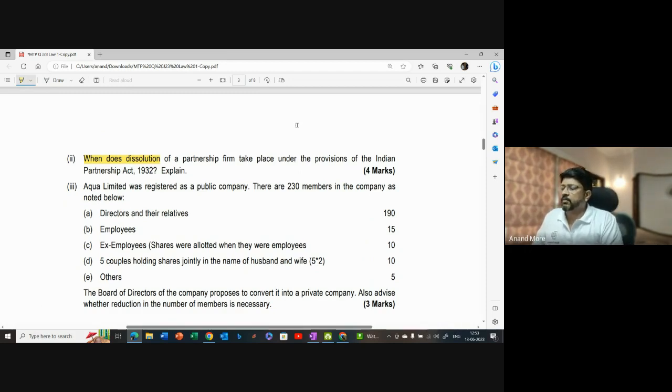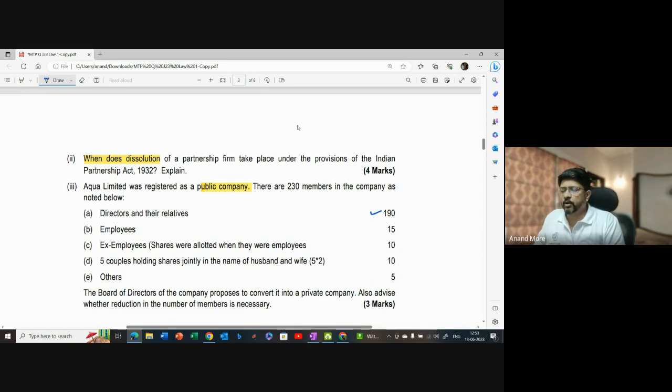Next one, Aqua Limited was registered as a public company. Okay, registered as a public company, already public. There are 230 members. For a private limited company, we say 200 members. Okay, there are 230 members in a company as noted below. Directors and their relatives 190. This is fine, there is no problem with this. They can be counted as members.